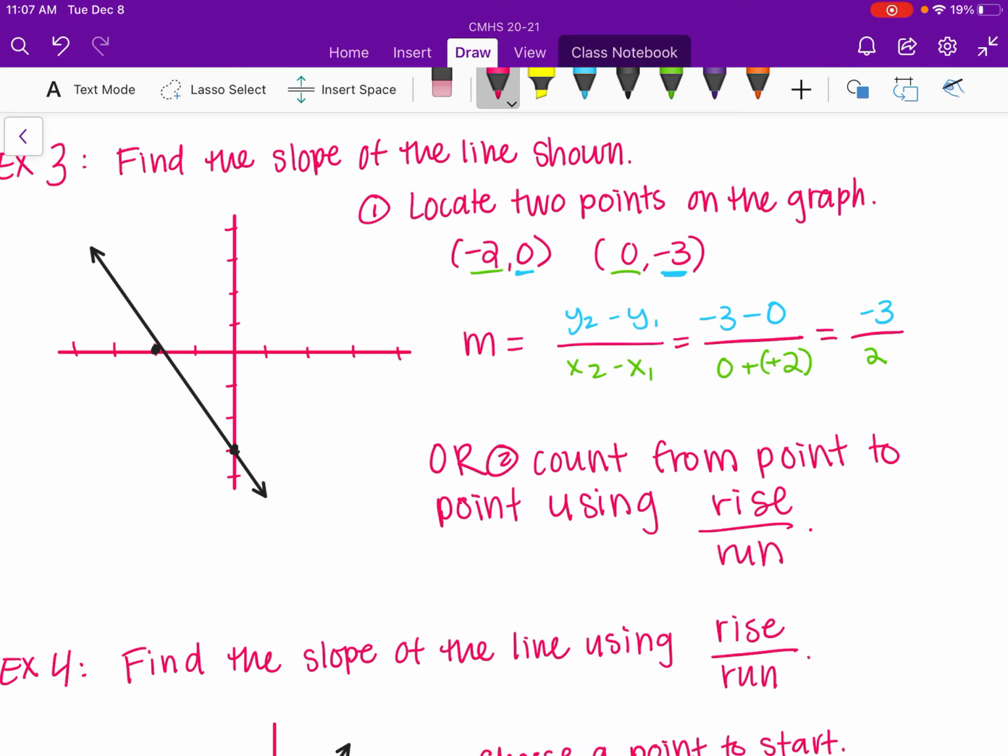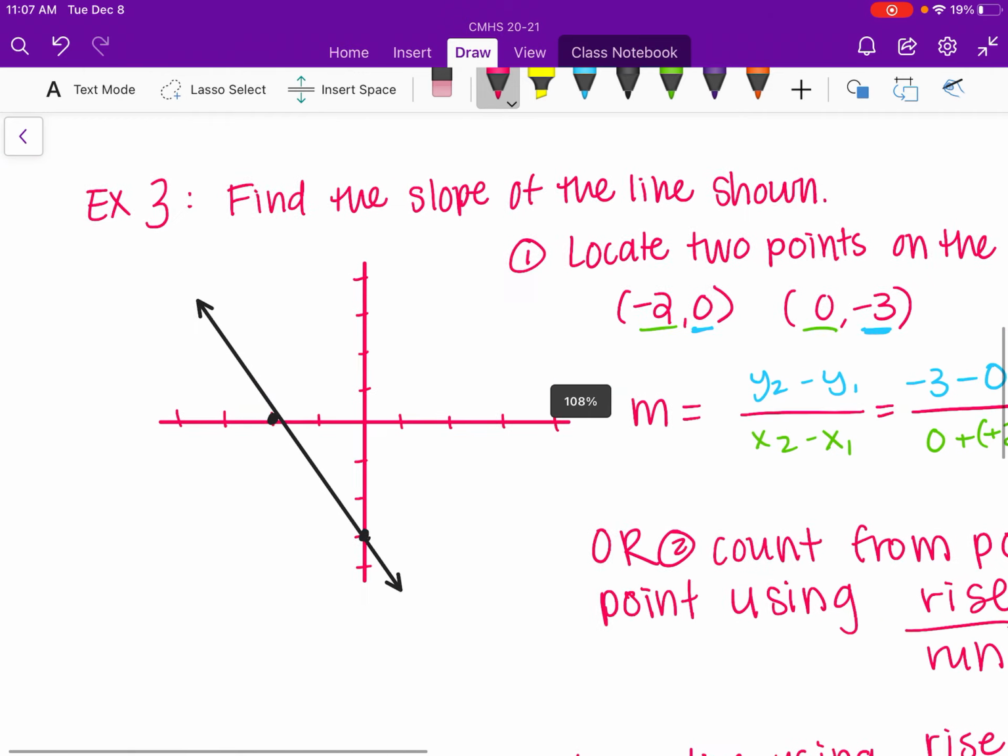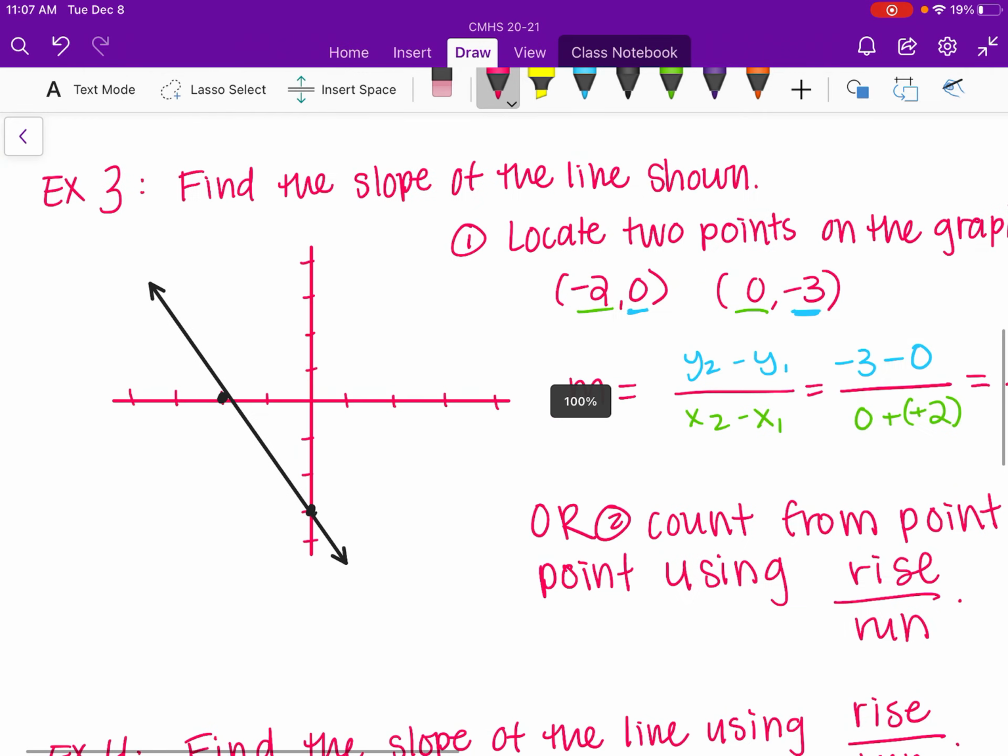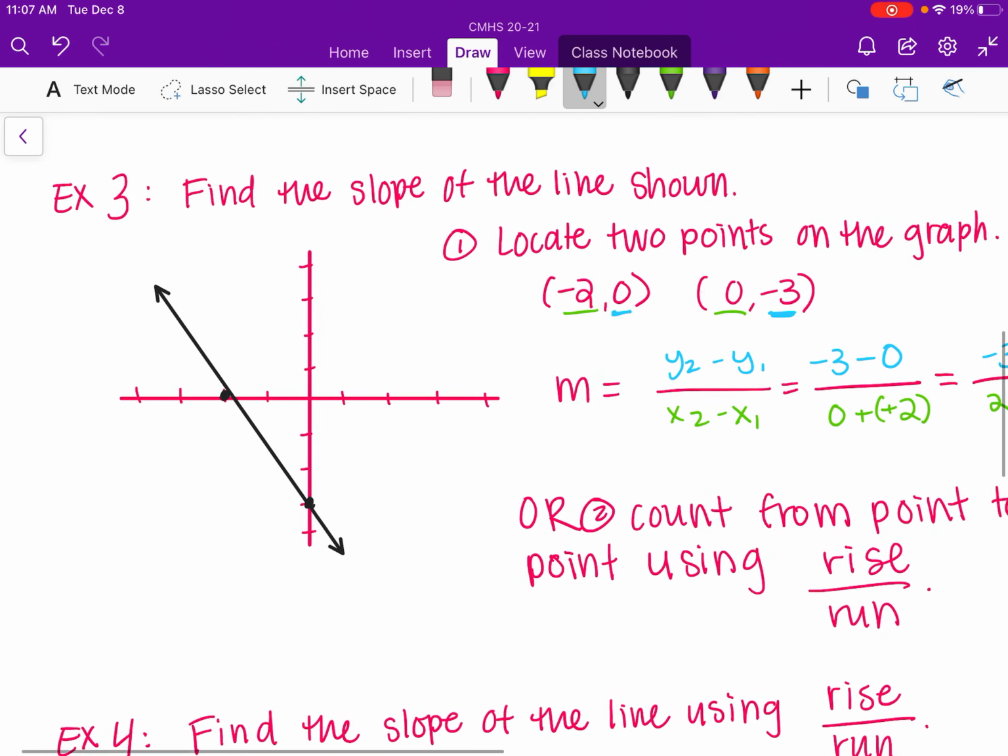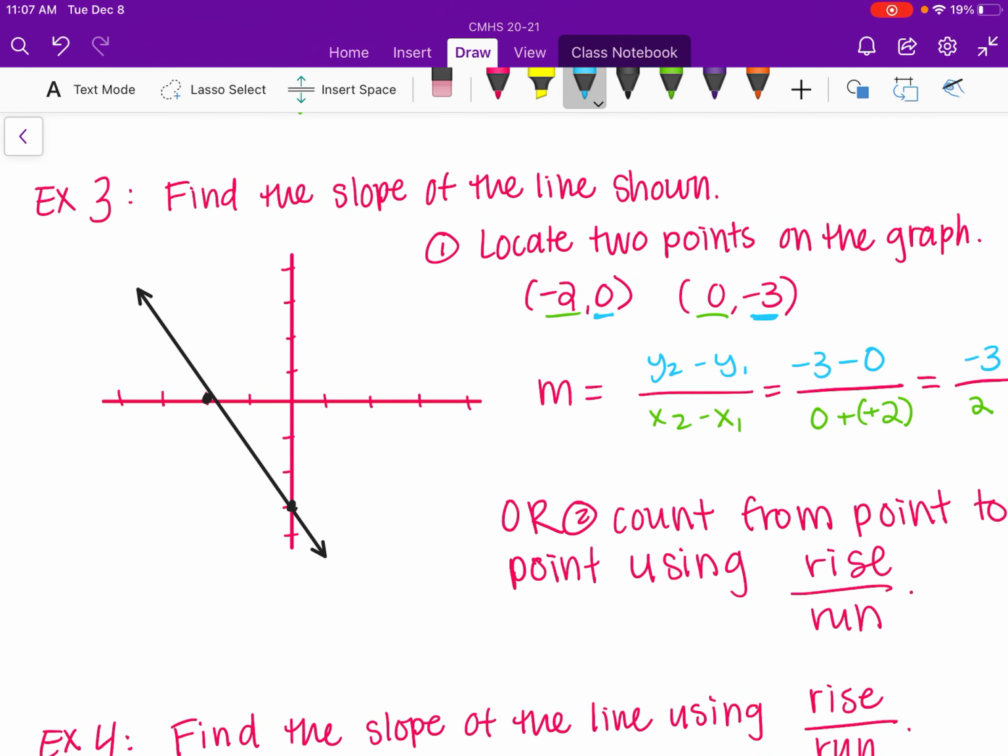Or I have option number 2, which is count from point to point using rise over run. So rise over run means we're going to go up first, and then we're going to go left or right. So this is what we do. Our y's are blue, right? So I'm going to start at this bottom point, okay? And I'm going to travel to the other point. If I were to go in a straight line up and then a straight line over, how many would I have to go up? Let's see. Let me do it again.